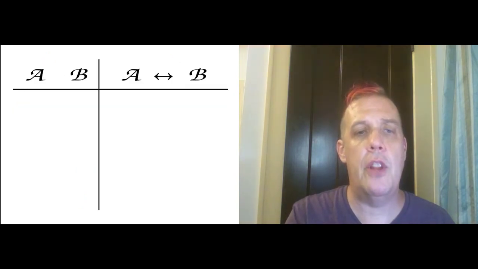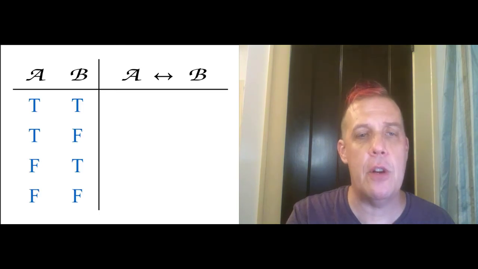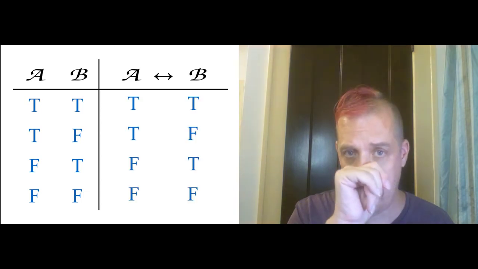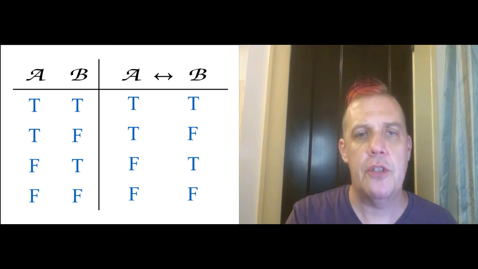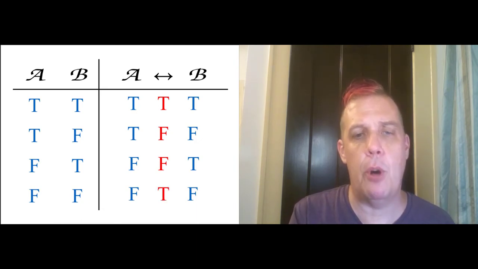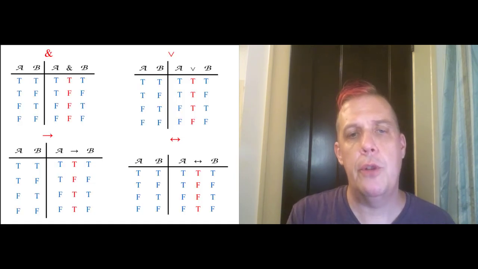The last connective that connects 2 things together is the biconditional, the double-headed arrow, if and only if. And what this says is that the 2 sides have to match. So if both sides are true, the whole thing is true. But if the 2 sides don't match, it's false. And then on the final line, again, when both sides match because they're both false, the whole thing is true. Those are the 4 truth tables for the connectives that actually connect 2 things.